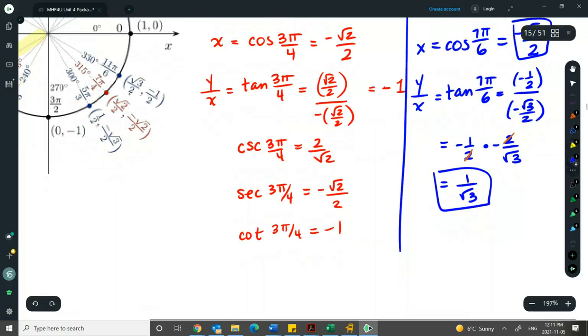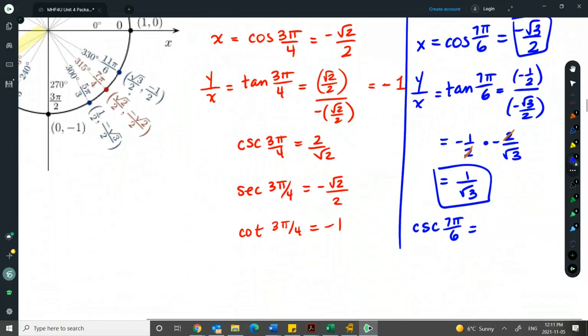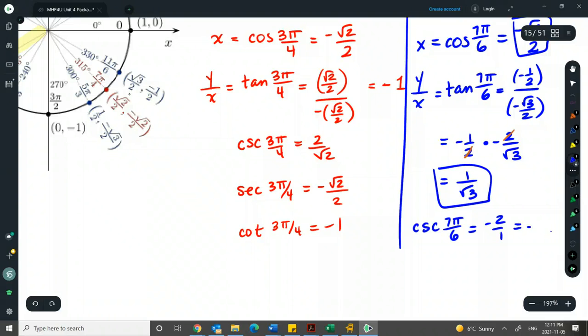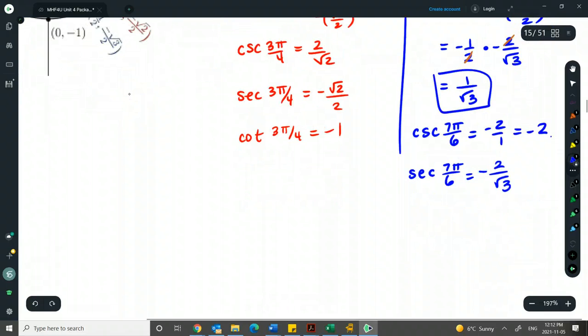Okay, and then your reciprocals are, of course, the reciprocals of those things. So cosecant of 7 pi over 6 is the reciprocal of sine, negative 2 over 1. Secant would be the reciprocal of cos, negative root 3 over 2, or sorry, it becomes negative 2 over root 3. And then cotangent, reciprocal of tan at that location, is root 3 over 1, which is just root 3.